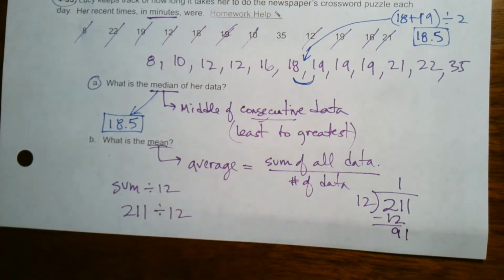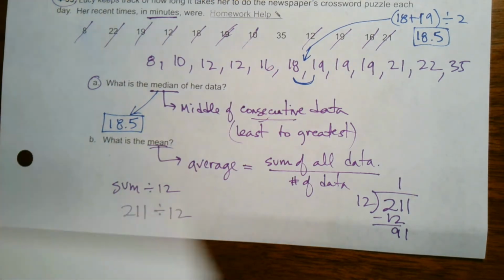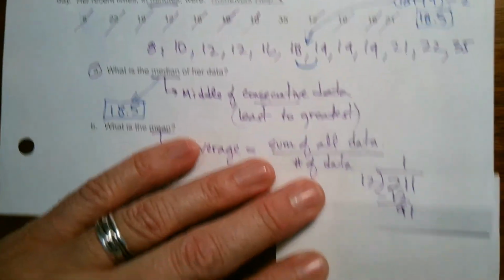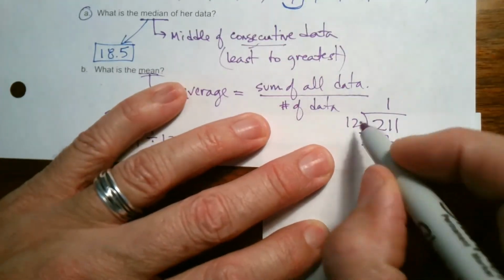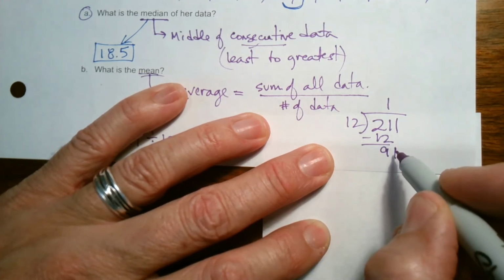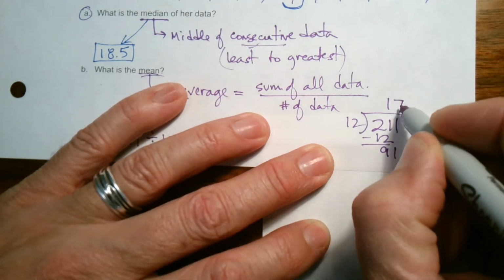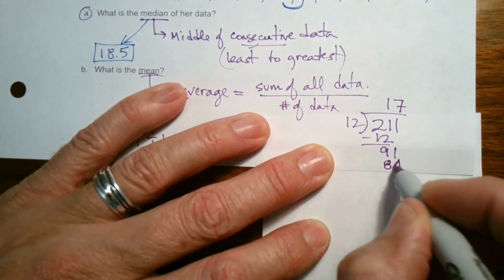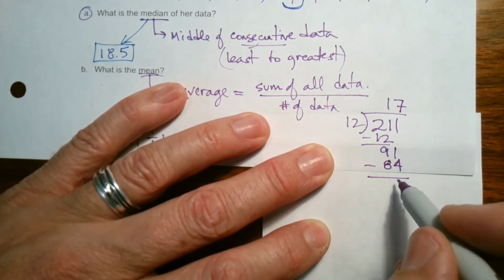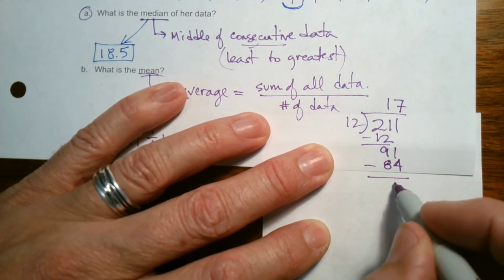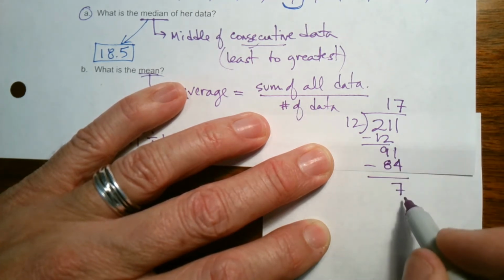So now 12 goes into 91. 12 goes into 91. Let's see. That would be 8 times. Nope, 7 times. So 7 times 12 is 84. Subtract. I get 7. And then now I still have a remainder.